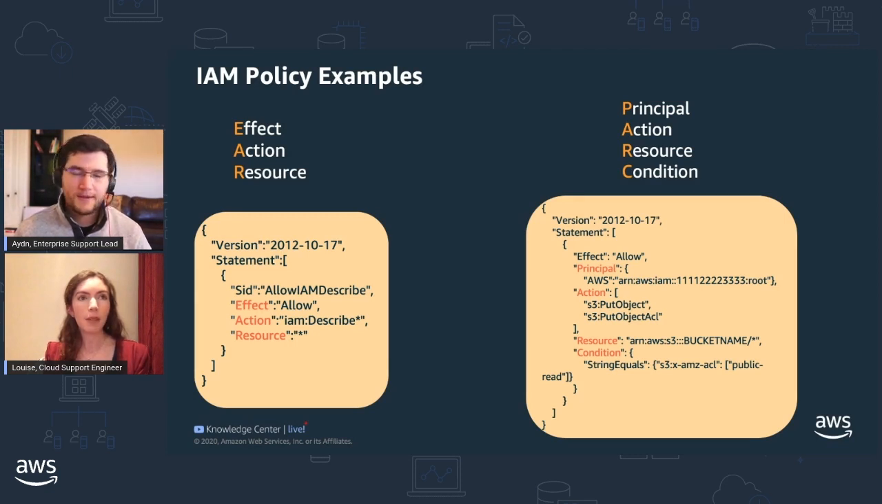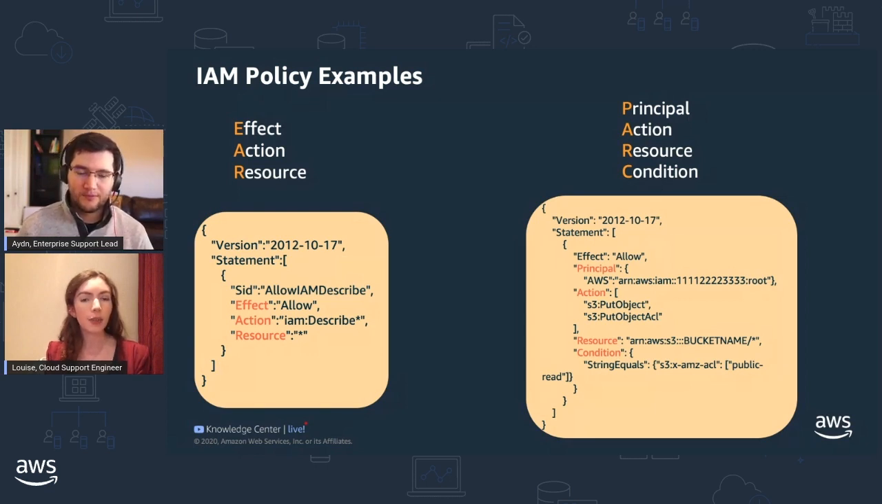So here are some examples of IAM policies. The one to the left is an identity-based policy, and the one to the right is a resource-based policy. Here you see on the left, effect, action, and resource. This is just a helpful hint for reminding you how to actually create the policy. What this policy does is you attach it to an IAM user or role, and it allows all IAM describe actions for all resources.